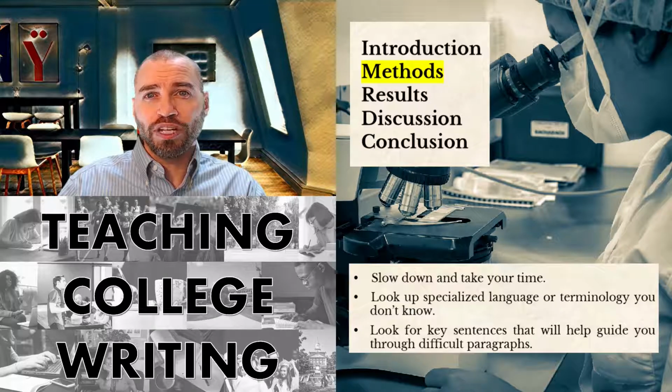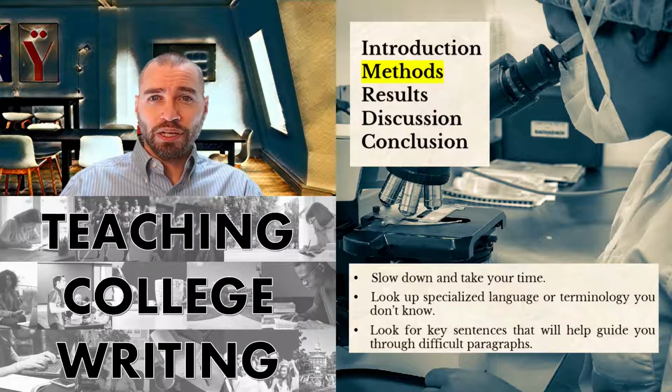Third, look for key sentences that will help guide you through difficult paragraphs. In most body paragraphs of a scientific paper, there will be a topic sentence, a sentence that lets the reader know what each paragraph is about. This will usually be the first or second sentence of the paragraph. Good topic sentences are straightforward and usually perform the function of preparing the reader for the details to come by highlighting the main idea of the paragraph.